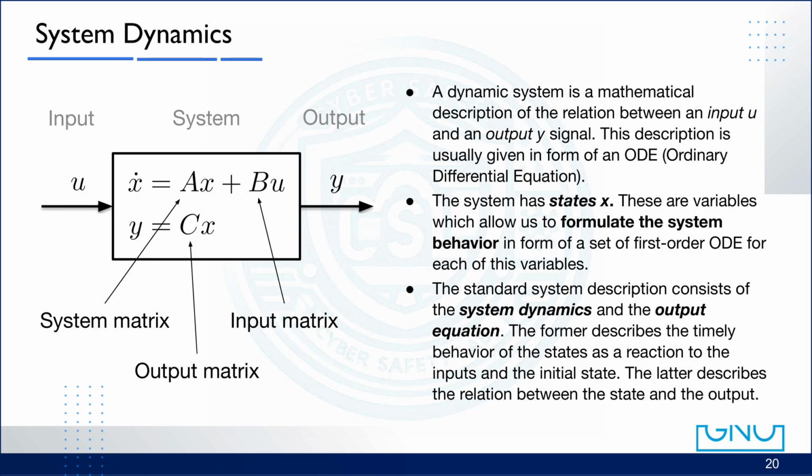Together, these equations describe both parts of the system: the system dynamics equation, which shows how states evolve over time based on inputs and initial conditions, and the output equation, which links those internal states to the observable outputs. In summary, this is the mathematical foundation of all dynamic models, from simple mechanical systems to complex vehicle dynamics.